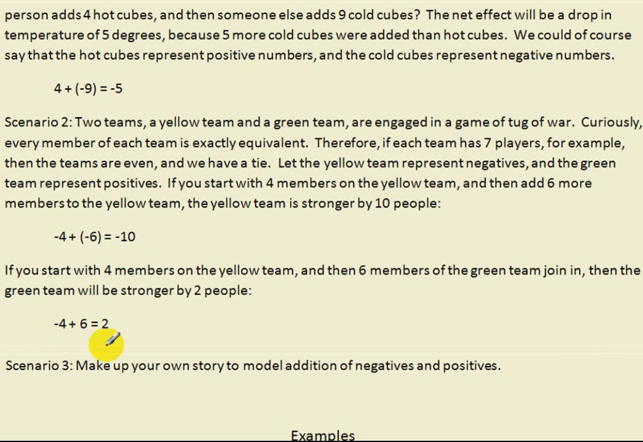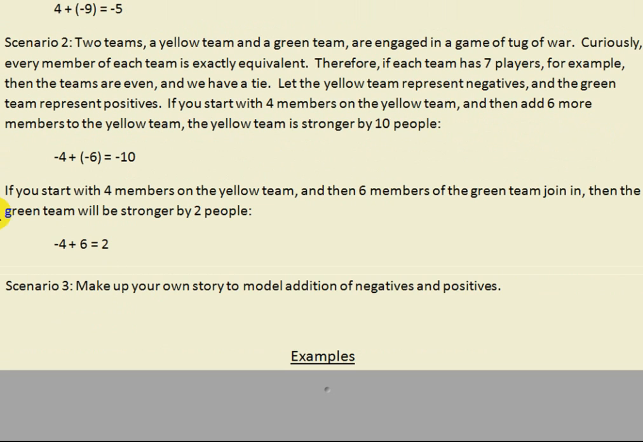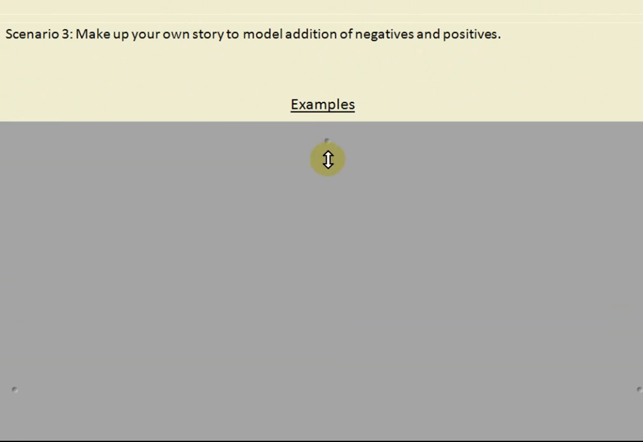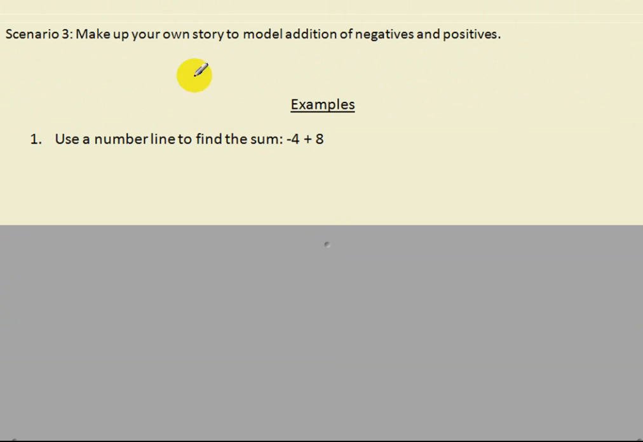In scenario 3, you can make up your own story so that you'll have some way to remember how this works when you're adding positives and negatives. So let's look at some examples. Use a number line to find the sum negative 4 plus 8.